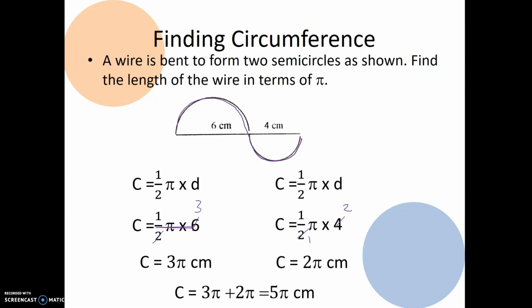So now you guys can see why we combined like terms when we were in algebra. We just did the same thing. We had a circumference in terms of pi over here, which was 3 pi, and a circumference in terms of pi over here, which was 2 pi. And we were able to add those together to find 5 pi. The reason we were able to do that is because they're both in terms of pi. We could not have added 3 pi plus 2 because they would not have been like terms. Okay, that would have been bad. We don't want to do that.